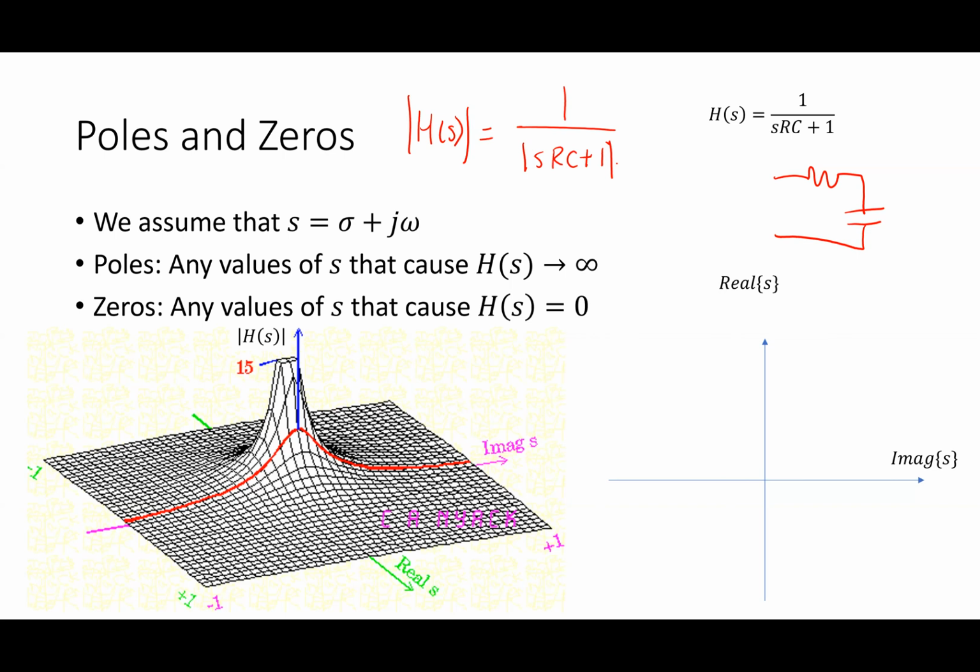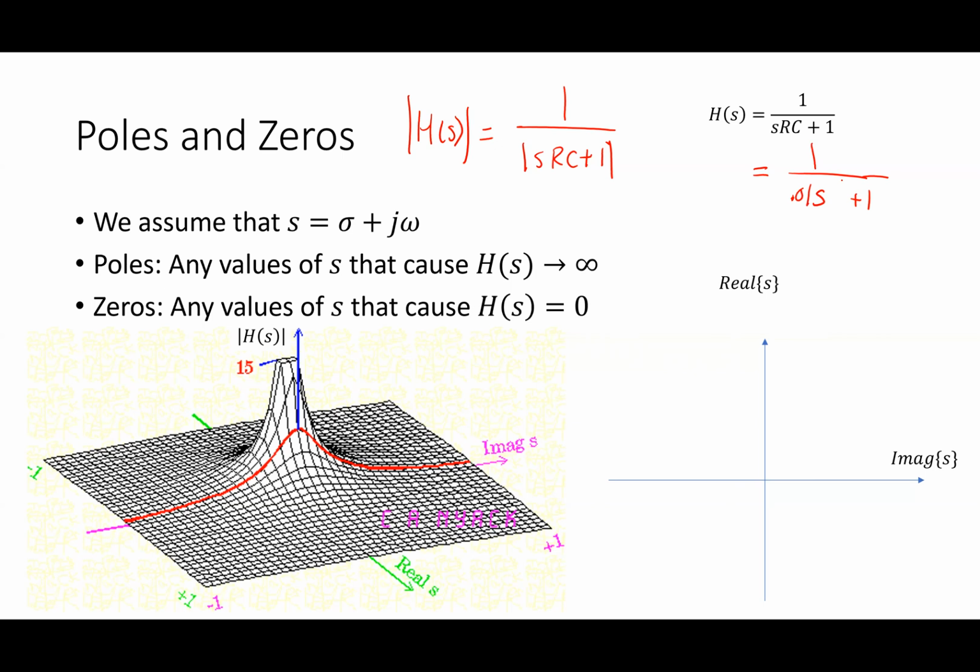I took an example here and said, for this particular circuit, let's say I have 1 over S times 0.01 plus 1. Let's say that was my transfer function, for the value of R and C I had. So let me write that: 0.01 S plus 1.